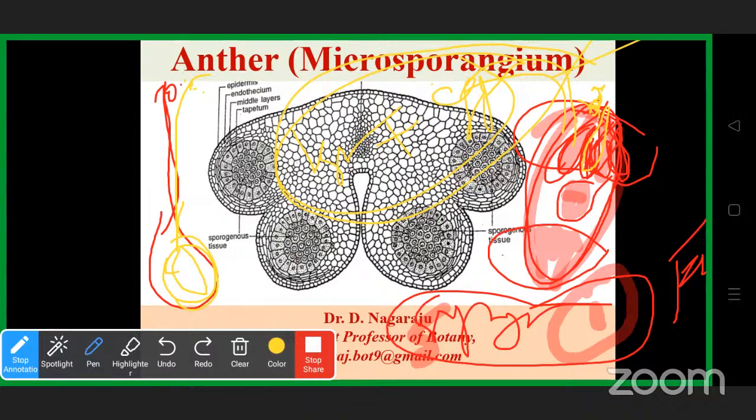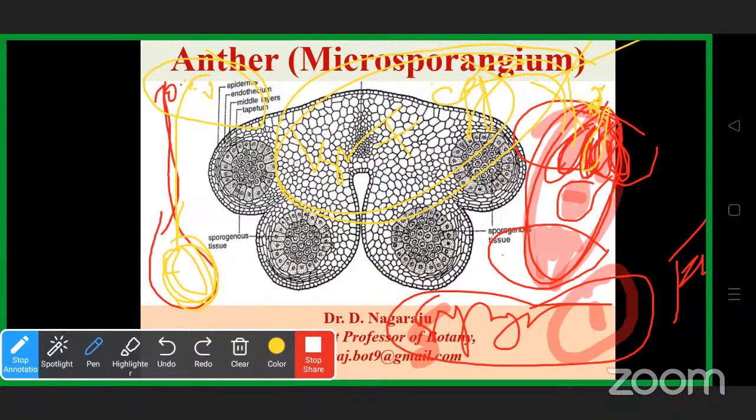Have you understood the difference between pollination and fertilization? Pollination means the pollen reaching the stigma. Up to here only it's called pollination. After that, the fusion of the male gamete with the female gamete, the sperm cell with the egg cell, that is fertilization.